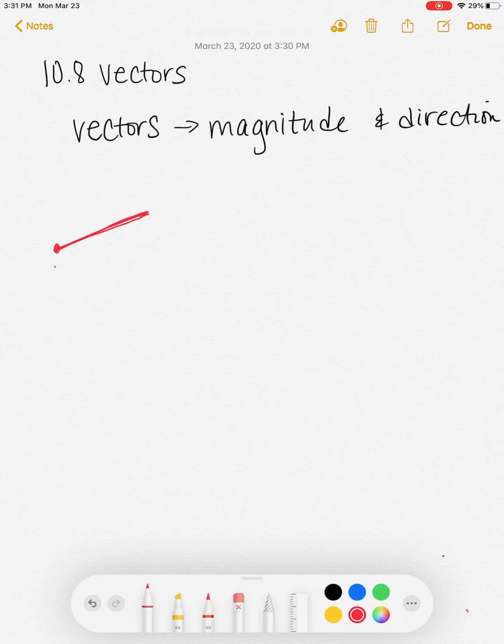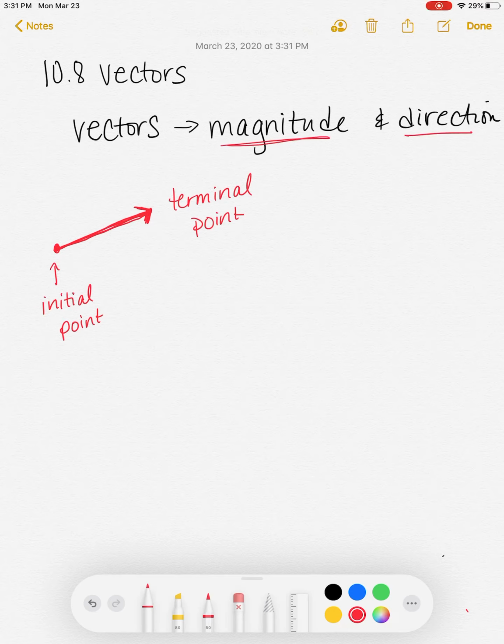But more specifically, we have an initial point, meaning a starting point, and we have a terminal point, meaning an ending point. And we have a direction. Because we know where we started and where we ended, we have a direction. That's why we say we have direction. Magnitude is the equivalent of length. So we know its length and we know the direction.